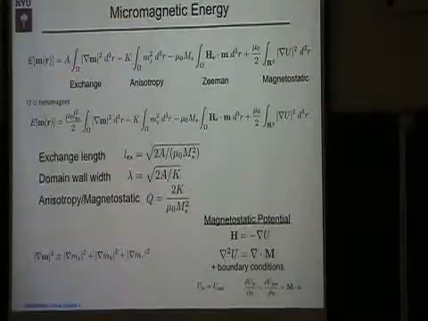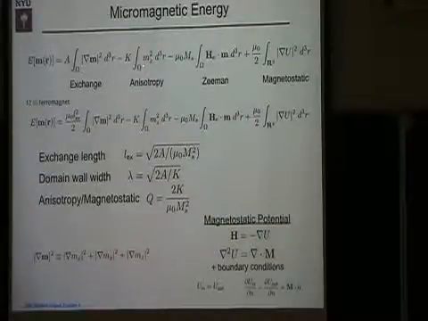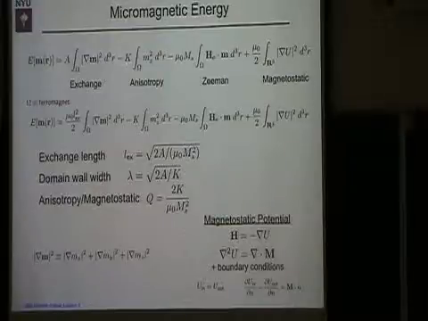So you have an exchange term, which wants to penalize gradients of the magnetization. You have an anisotropy term. Again, I've written this in the simplest way. You could have various types of anisotropy, depending on the types of materials you have and so on. You have a Zeeman interaction, and then you have the magnetostatic interaction.